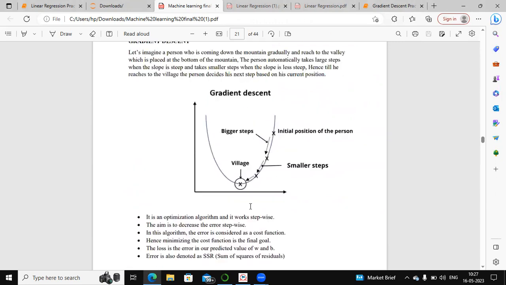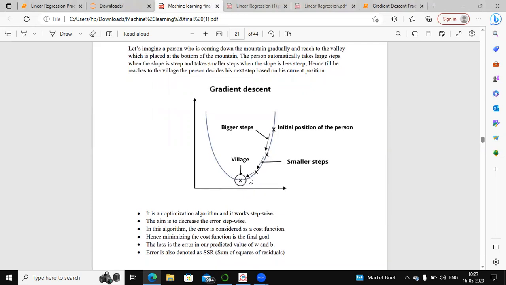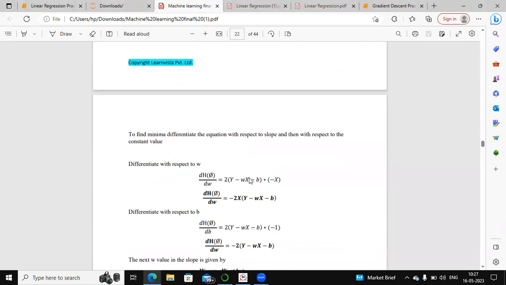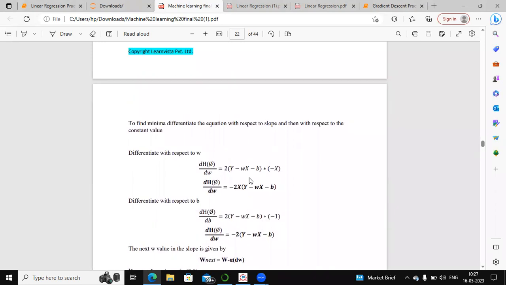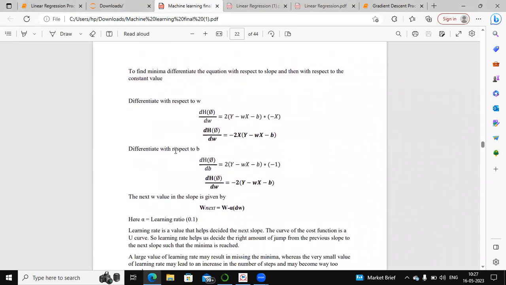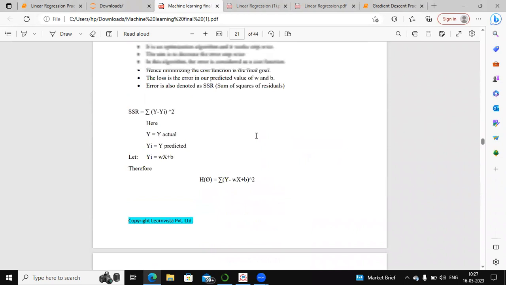For that to happen, we have to find our slope. We have to reach this position, and once we reach it, we'll get our slope and intercept. That is dy by dx at the minima. What is the minima? dy by dx is equal to 0, right? So we'll get dy by dx as 0.